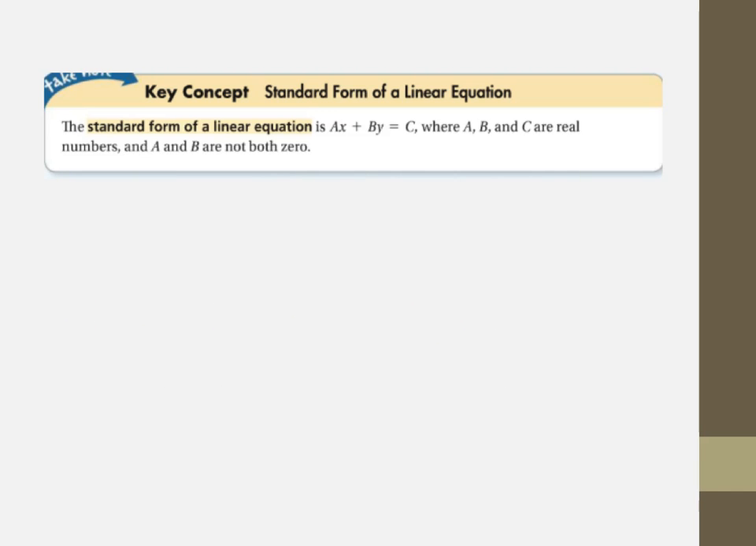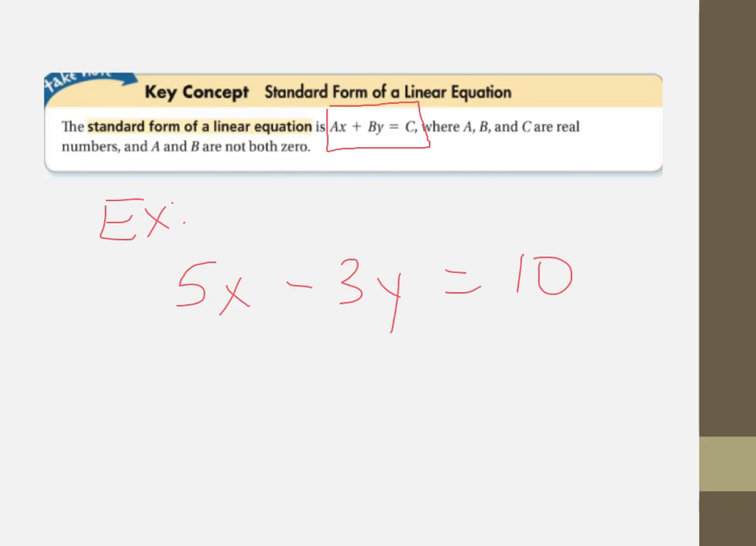So standard form is a linear equation written like this. It would be a constant times x plus a constant times y is equal to a number. So a, b, and c are all real numbers. An example would be if I had, let's say, 5x minus 3y is equal to 10. In this case, my a is equal to 5, b would be equal to negative 3, and c would be equal to 10. So that's written as standard form.